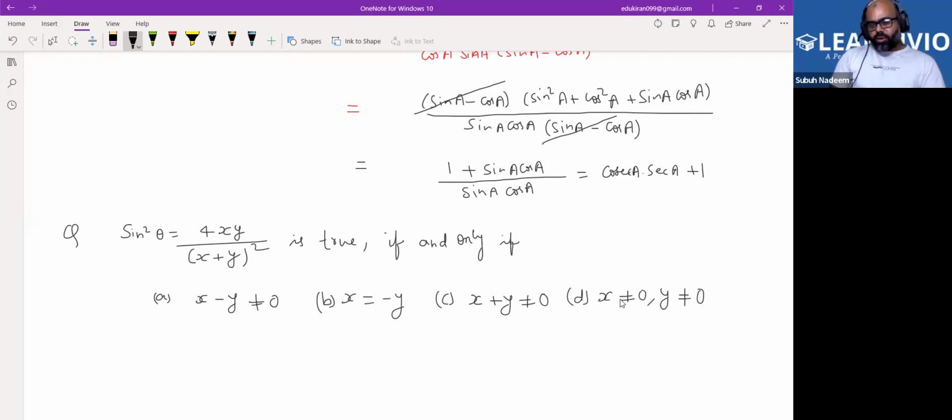So it is a little bit of trigonometry also, and you have to understand the nature of this basically. Nature of sin square theta.